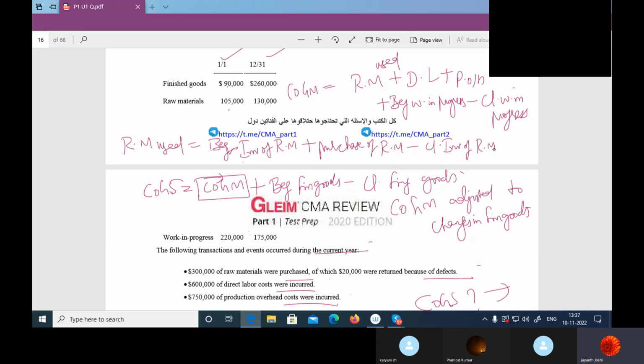But one more thing this question has. There is some return of 20,000 because there are defects. So shall I also adjust that? Yes. Minus purchase return of raw material. Please write down that point as well, and just find out the raw material used and tell me the answer. I have given all the hints and formulas required. Now it's you who have to do and tell me the answer. Come on, I'm waiting.